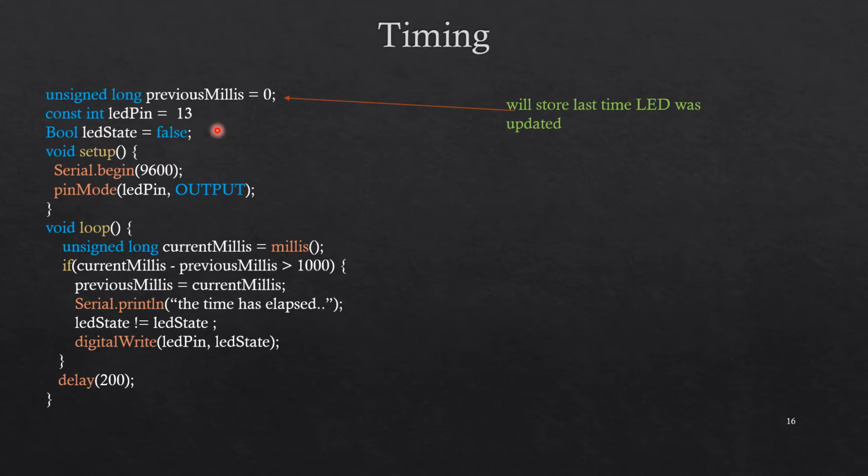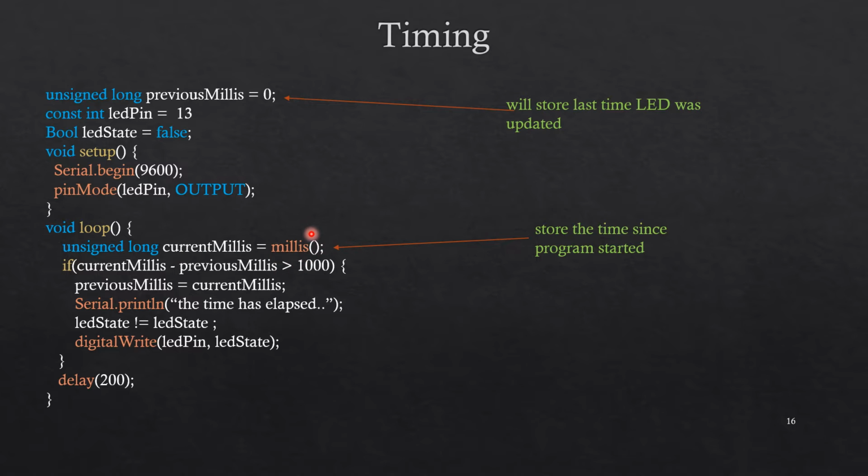This variable will be used to toggle the LED on or off. You can use either bool, which would have the value of false or true, or you can use integer, for example, and use 1 or 0, or you can use byte and also use 0 and 1.